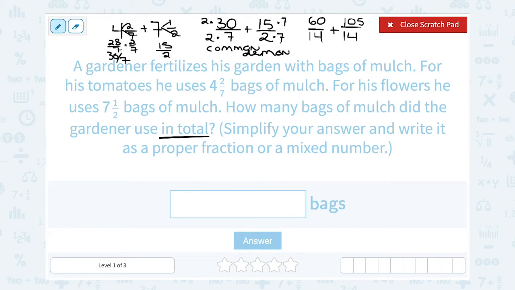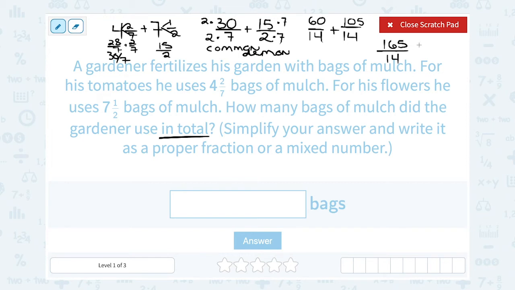Okay, so now I have 60 over 14 plus 105 over 14. Now the rule is when you're adding, you add the numbers on the top, and once the denominator is the same, you can essentially write that as one fraction, right? The whole thing over 14. Okay, well on the top, 60 plus 105 gives me 165. So these two things add up to 165 over 14.